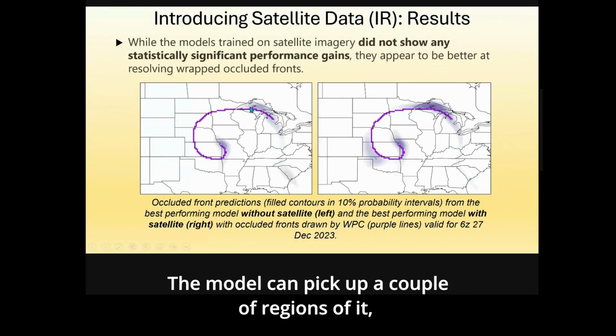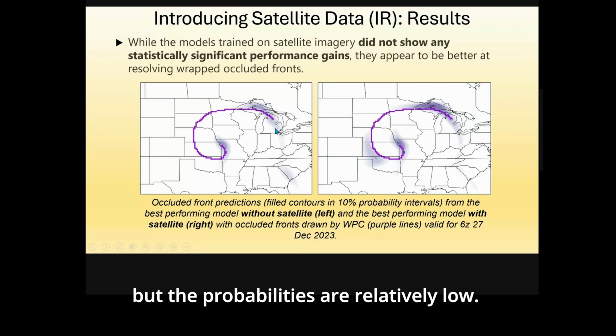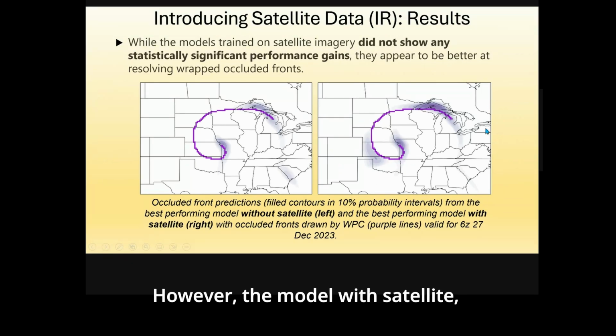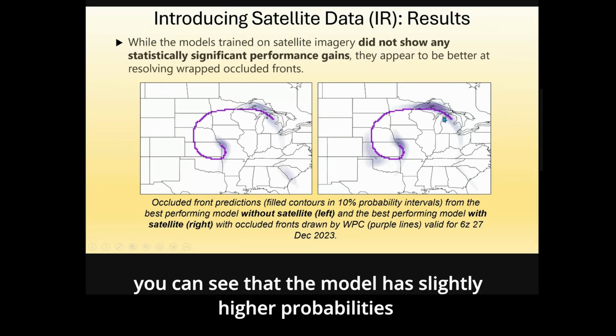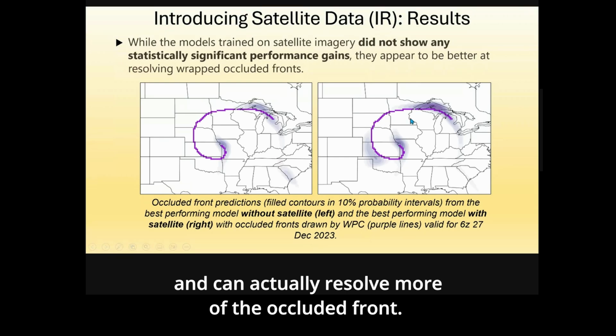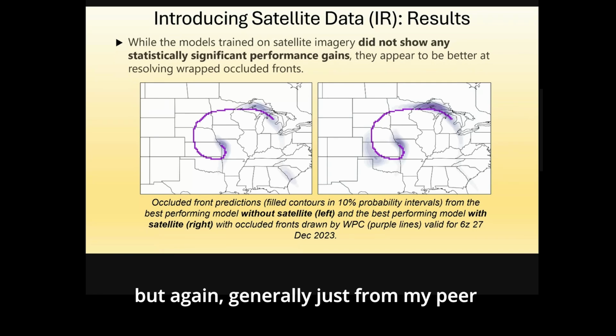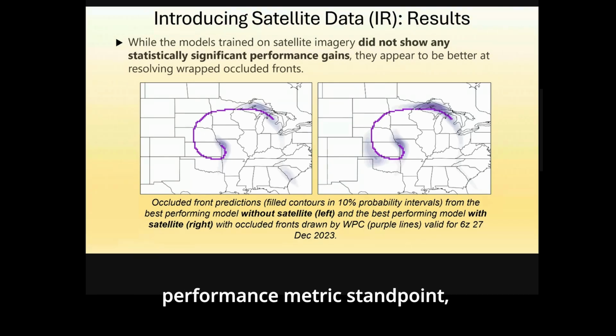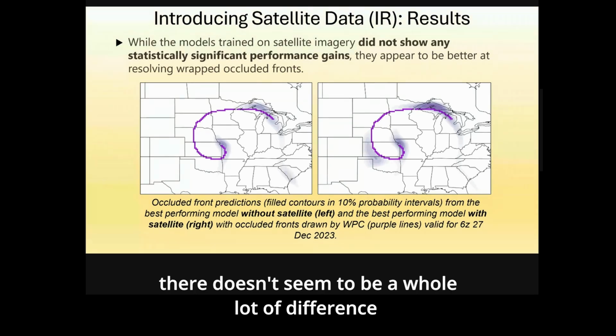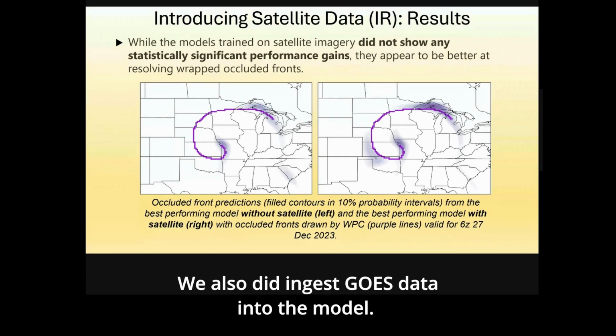The model can pick up a couple regions of it, but the probabilities are relatively low. However, with the model with satellite, you can see that the model has slightly higher probabilities and can actually resolve more of the occluded front. So this seems to have helped with the occluded fronts, but again, generally, just from a pure performance metric standpoint, there doesn't seem to be a whole lot of difference between the two.